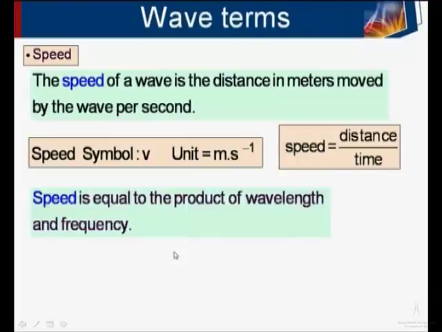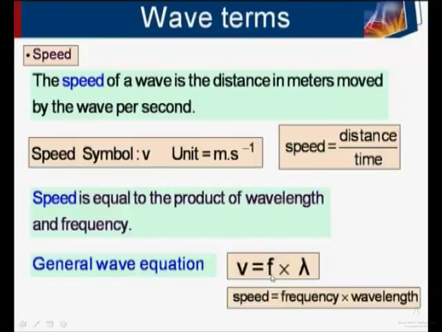Now remember, speed is equal to the product of the wavelength and the frequency. That is the general wave equation, that V equals frequency times wavelength. You need to revise this from grade 10 work. The speed of the wave equals the frequency of the wave times the wavelength.